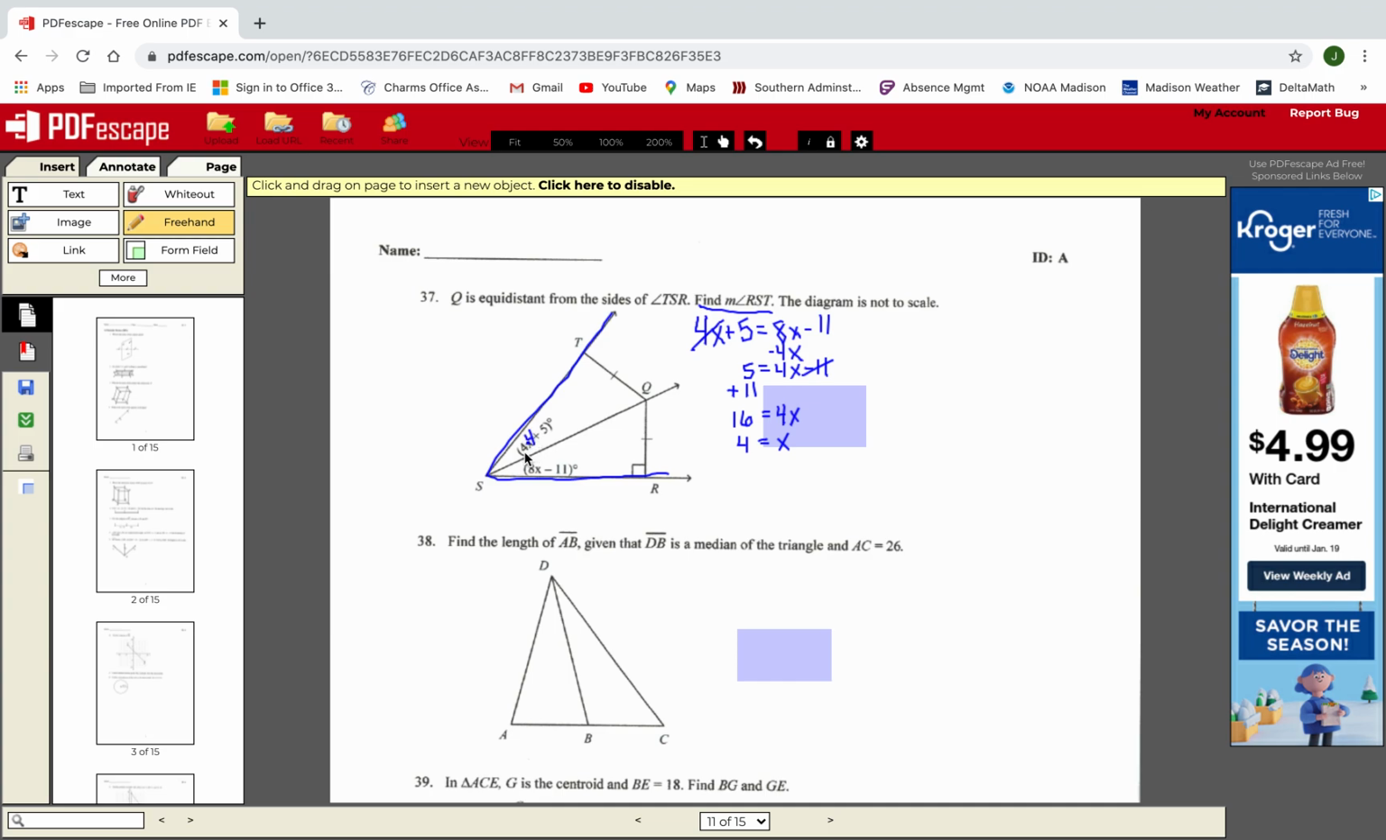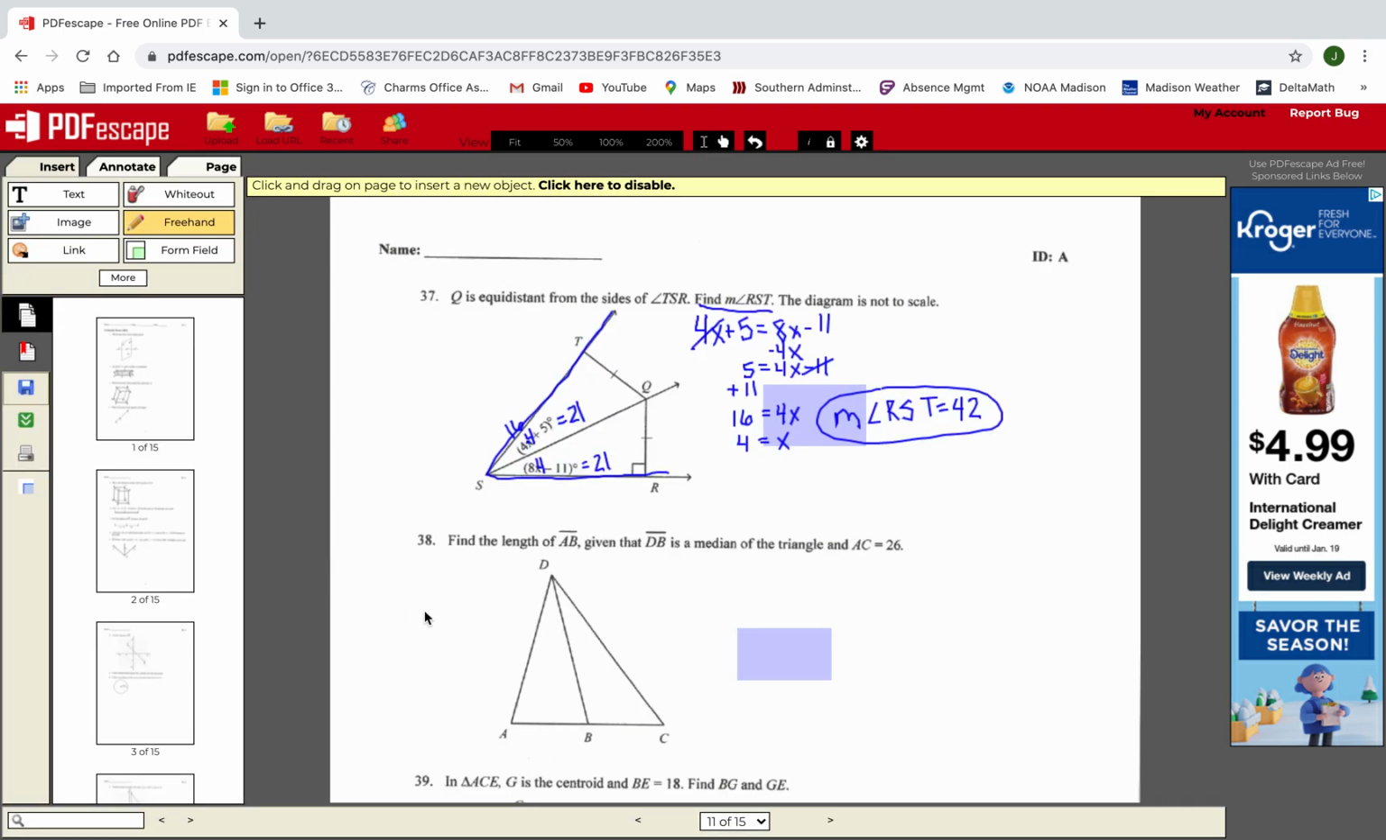Okay, so if I substitute it in for 4x plus 5, I say 4 times 4 plus 5. 4 times 4 is 16, plus 5 gives us an angle measure here of 21. Notice on the other one, if you substitute the 4 in here, 8 times 4 is 32, minus 11 again is 21, and 21 and 21 gives us the measure of angle RST, which is 42. Please make sure you take good notes on that so that you understand exactly how to do that problem on the exam.